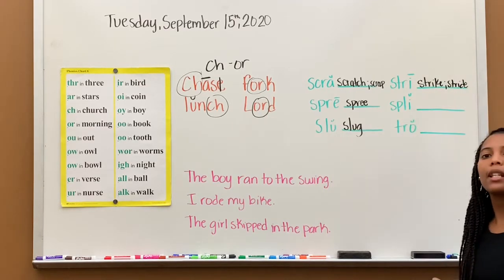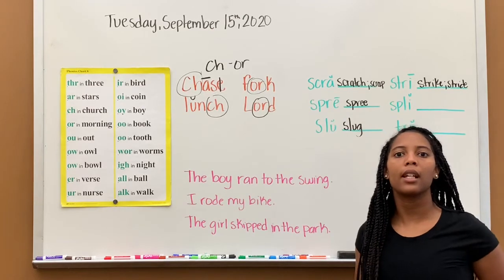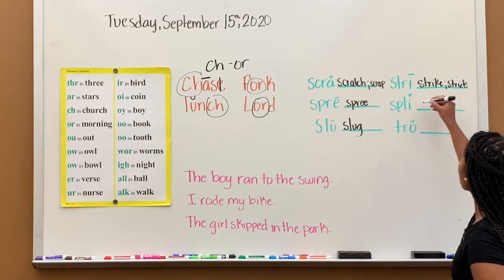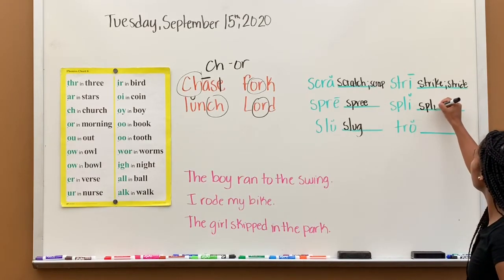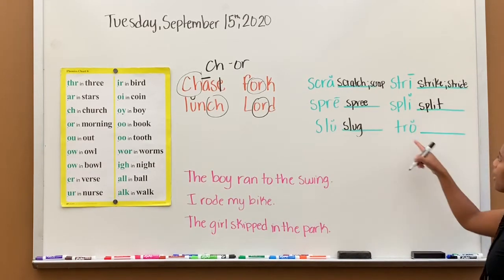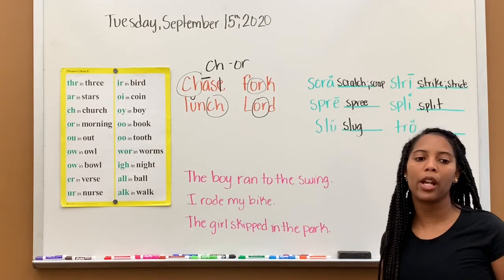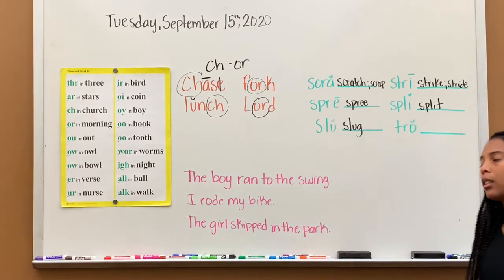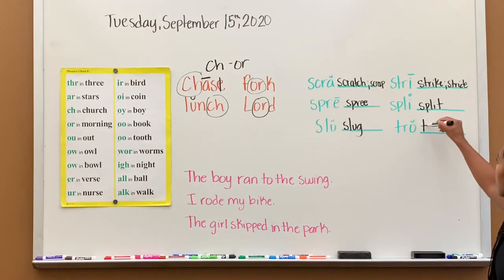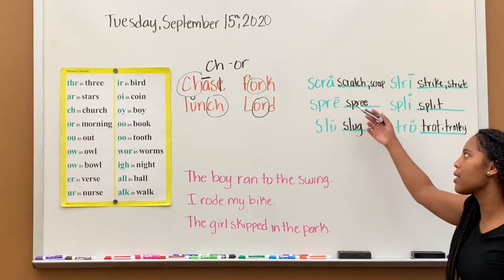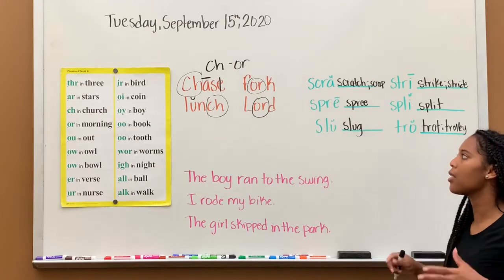Next, I have split. What's the word I can create from the blend? You could say split. And last one, try. What's the word I can create from the blend? You could say trot, like a horse will trot, or a trolley. Okay, good. So that's kind of what you will see on your phonics test on Thursday. Blends, putting the blends with vowel sounds as well.